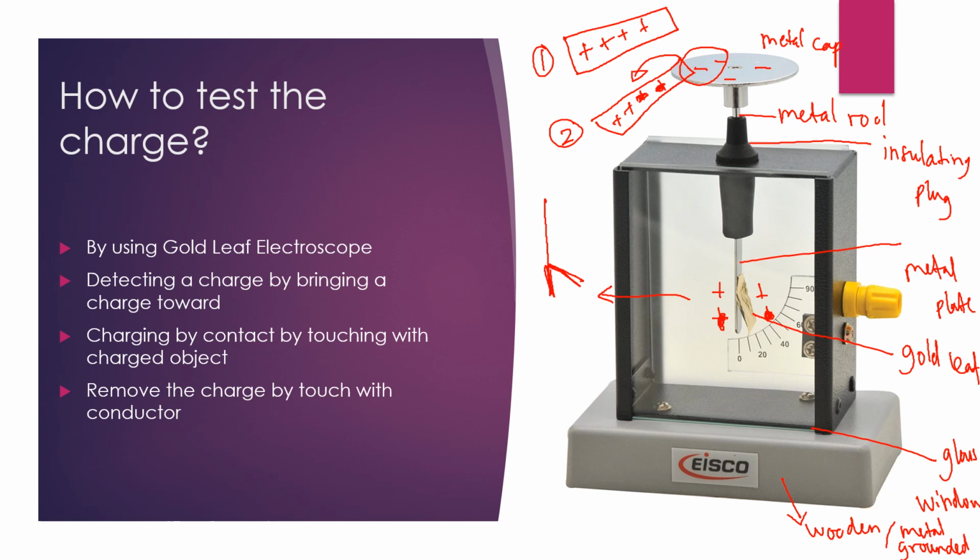So how do we remove the charge from the electroscope? Easy, you just touch it. When you touch it, or connect it with a conductor, in this case the conductor will give electrons to the electroscope. Then the conductor or your body will neutralize it, and at the end the leaf will close again back to the initial position.